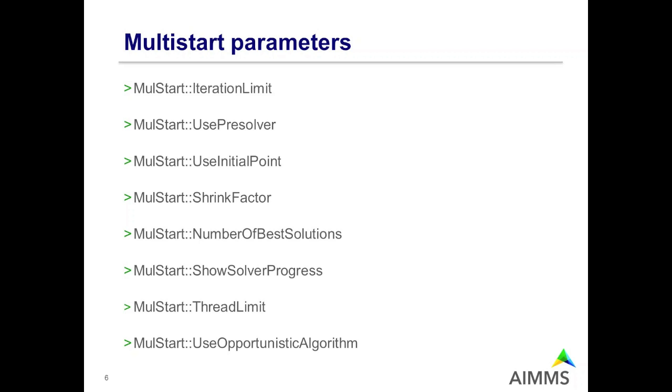That's the idea. You can also choose to use an initial point. I discussed that before. Here we have the shrink factor, the factor by which all the classes are shrunk at the end of every iteration. By default, the multistart algorithm returns one solution. It stores only one solution, but you can also specify that you want, for instance, the five best solutions kept. You can also decide to show solver progress. I will come back to that later. And the ones at the bottom are used for parallel multistart, and I will explain them in a minute.